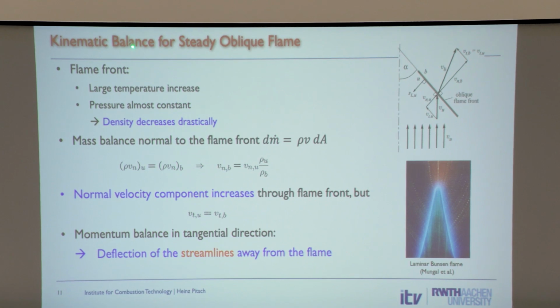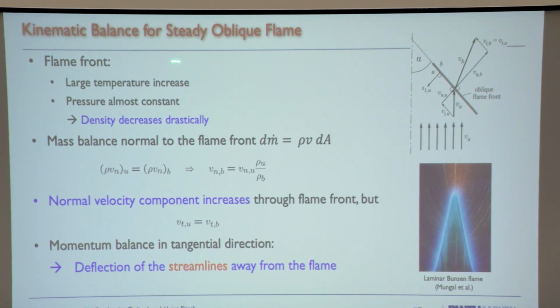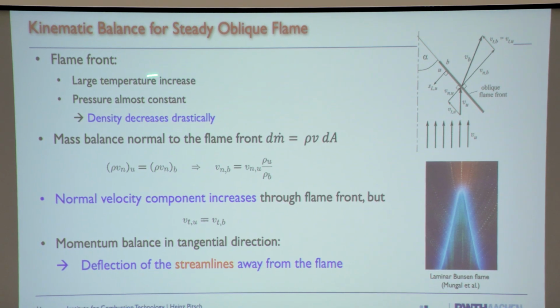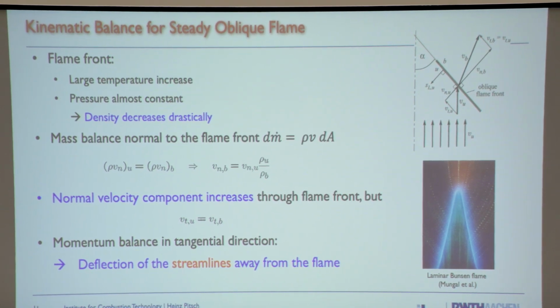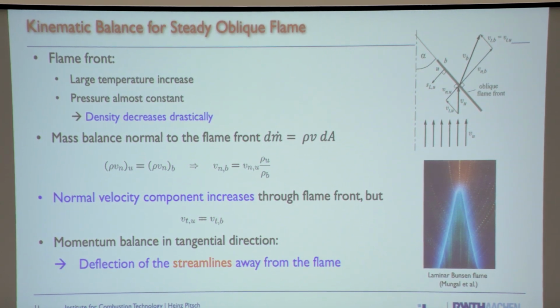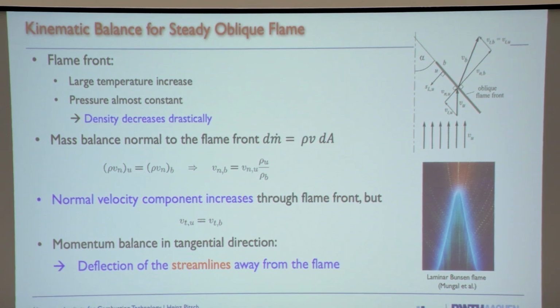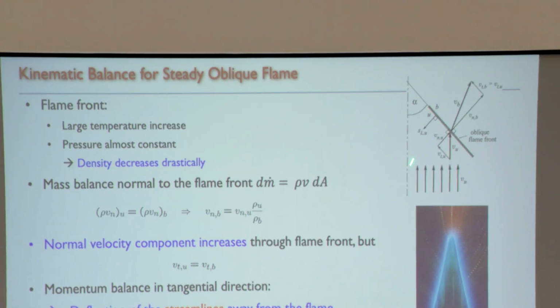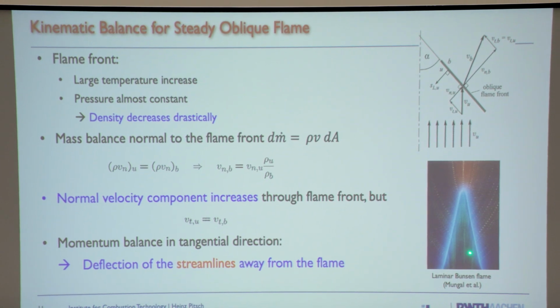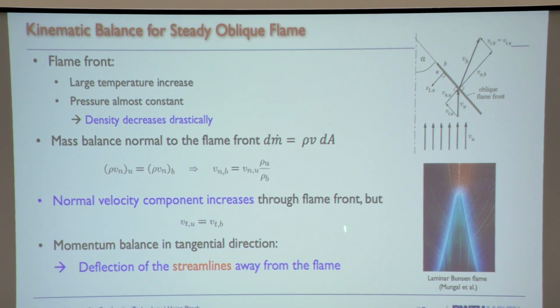Now, in the flame front, here's another thing that's interesting. In the flame front, you have a temperature increase, and the pressure is almost constant. So by the ideal gas equation of state, this tells you that the density must go down, okay? Temperature goes up, density goes down. And if I look at the mass balance through the flame, I have a mass flux that goes into the flame from the one side, and a mass flux that goes out.